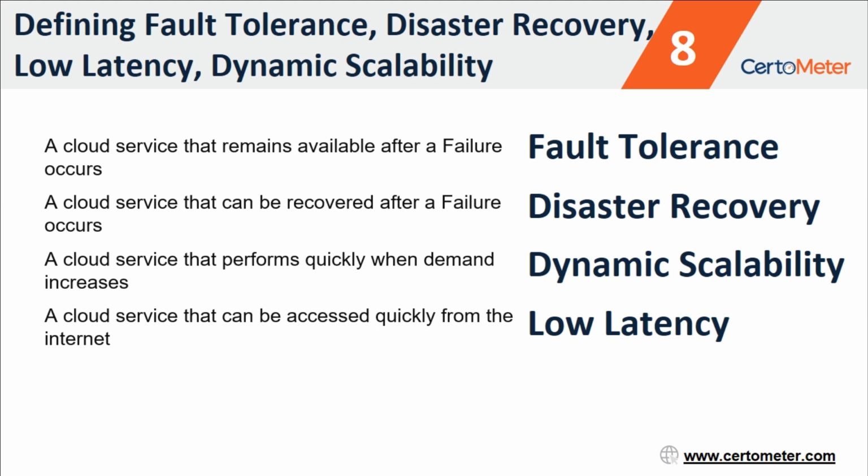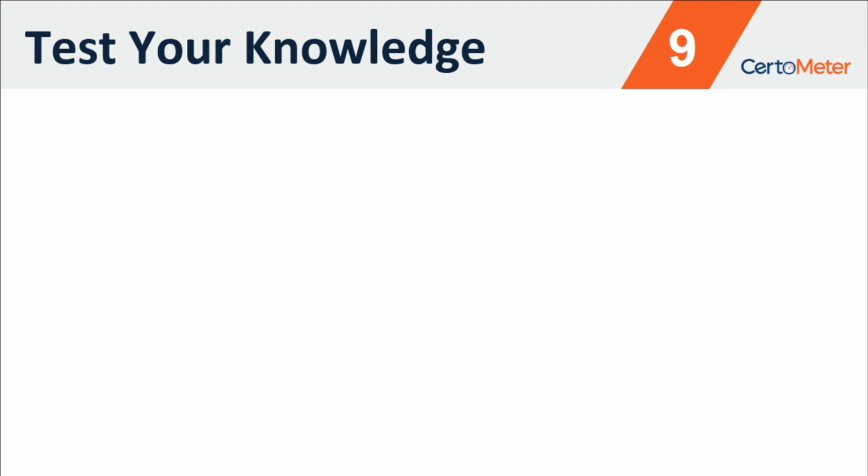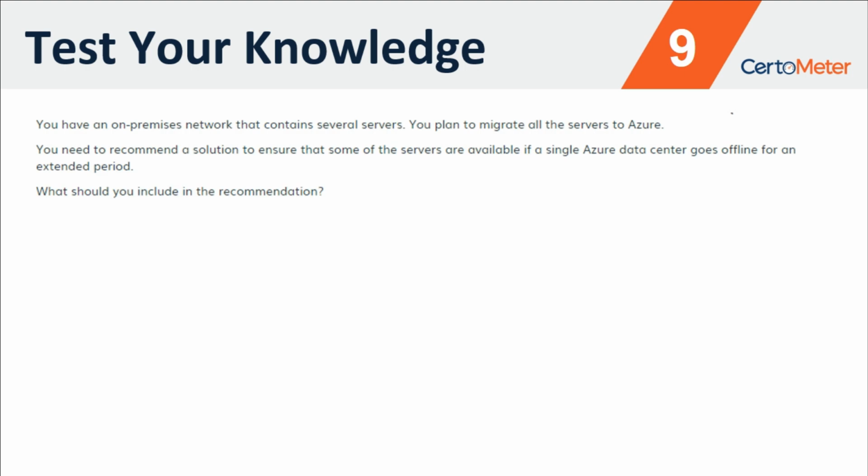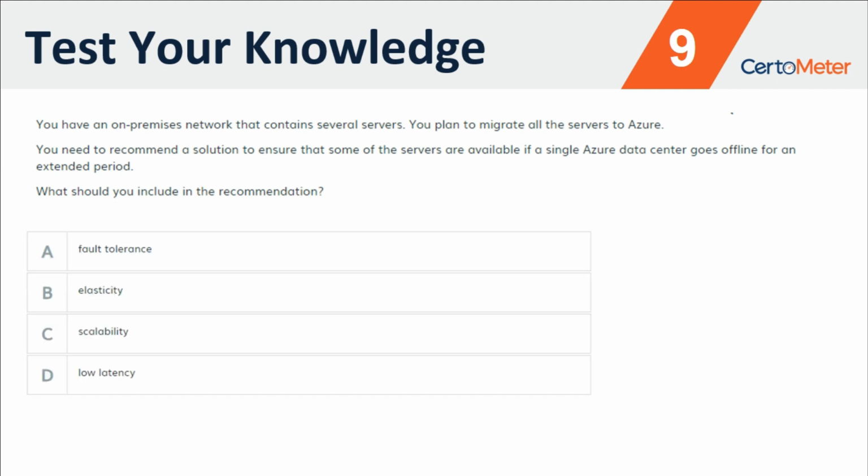As we have completed most of the topics, I will ask you a relevant question on the topic that has just been completed so that we will have a knowledge test here. So let's go through this question. You have an on-premise network that contains several servers. You plan to migrate all of the servers to Azure, and you need to recommend a solution to ensure that some of the servers are available if a single Azure data center goes offline for an extended period. What should you include in the recommendation? Options: fault tolerance, elasticity, scalability, and low latency. Your time starts now.